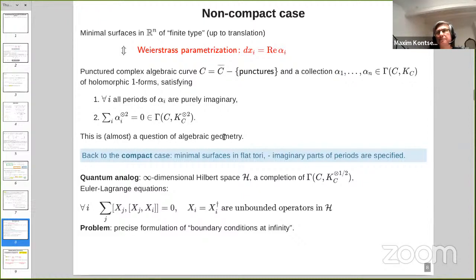And in the compact case, now I jump back to the compact case. If you consider a minimal surface in a flat torus, it's more or less the same, because locally the picture is like this. So you get a complex curve, no punctures, a bunch of holomorphic one forms. The sum of the squares of the forms is 0. But then the imaginary parts of periods of this form should satisfy some linear condition, some given numbers depending on the shape of your torus and the homology class of your surface. And then you get this description in terms of algebraic geometry of what is going on.